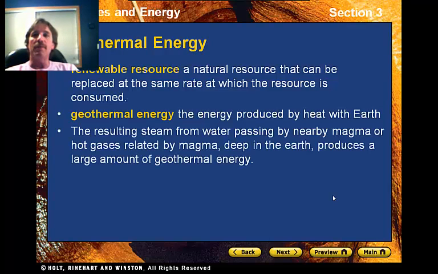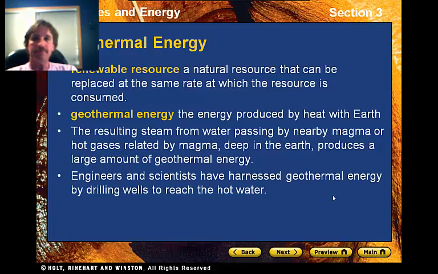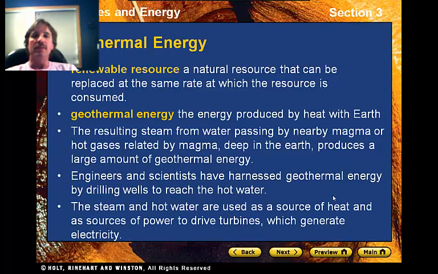Steam from water passed by nearby magma or hot gases, or steam deep in the earth, produces a large amount of geothermal energy. So we put that water down there, the water turns to steam, we pump the steam back up, it turns our turbines, and we get electricity without using any heat source to boil that water. We've harnessed that by drilling wells to reach that hot water. The steam and hot water are used as a source of power to drive turbines, which generate electricity, which is what I've explained a couple times already.